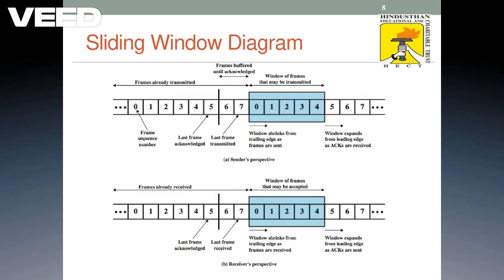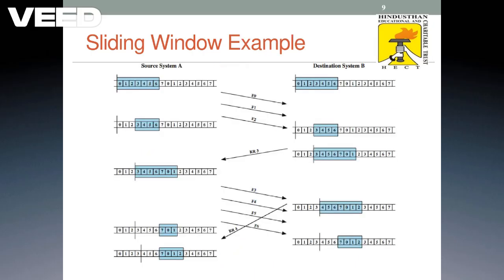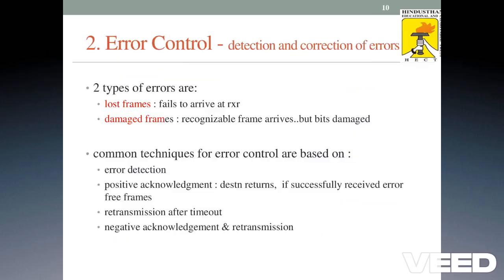We are transmitting frames numbered 0 to 7. Initially it blocks with 0 to 4, and then the remaining 3 will be transmitted. This is a sample diagram for transmitting the data and receiving the acknowledgements. This is another example of the sliding window.